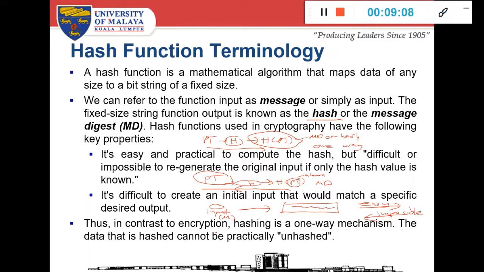So in contrast to encryption, hashing is a one-way mechanism, a one-way street. The data that is hashed cannot practically be unhashed. It's very difficult, but in theory, if you have the hash output, you can generate the message, the plain text or the original data, but it's going to be very difficult. It is almost impossible.